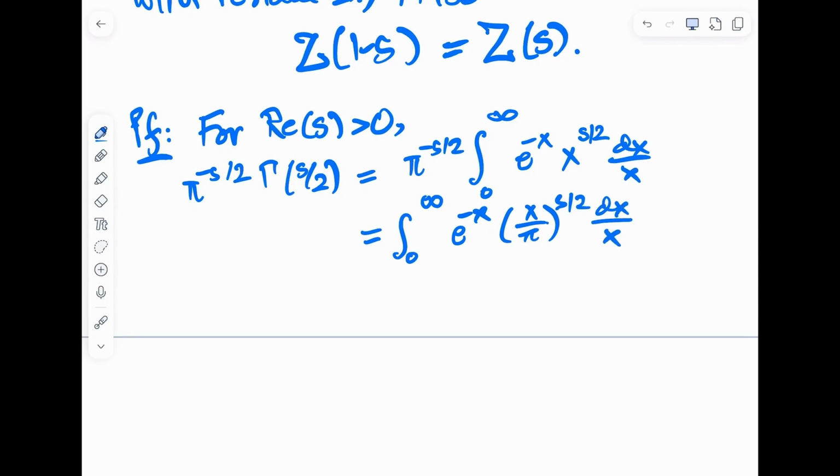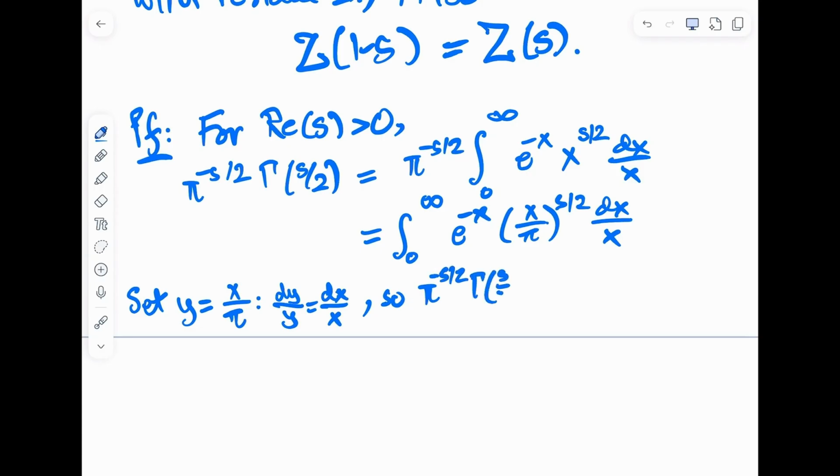And now let's do a multiplicative change of variables. Let's set y equal to x over pi. Then you can check dy over y equals dx over x. The pi is going to cancel. So this pi to the minus s over 2 times gamma of s over 2 has an integral representation: the integral of e to the minus pi y, times y to the s over 2, dy over y. Okay, so that's a formula for this as an integral.